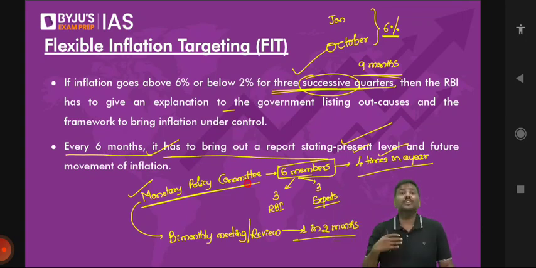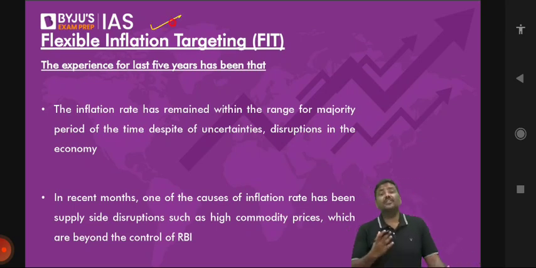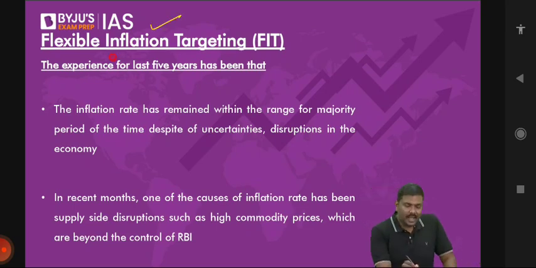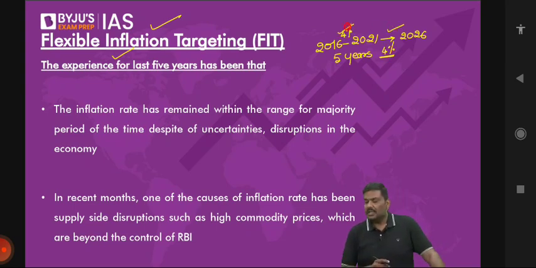Next. What has been the experience of inflation targeting? What has been the experience in the last 5 years? Understand this: from 2016 to 2021, 5 years are over. And again from 2021, we have decided till 2026, we will have the same target, 4%. Earlier also 4%, now also 4%. That is the inflation rate. Now have a look at this.